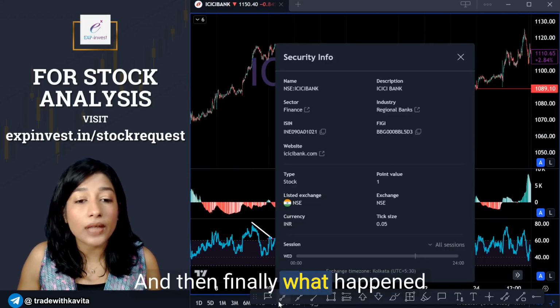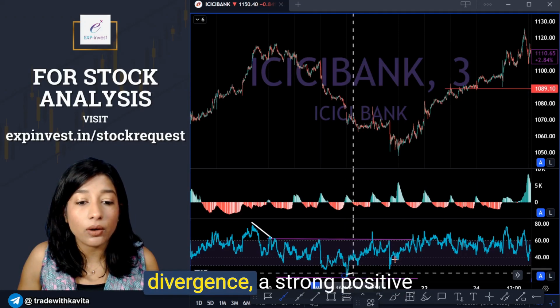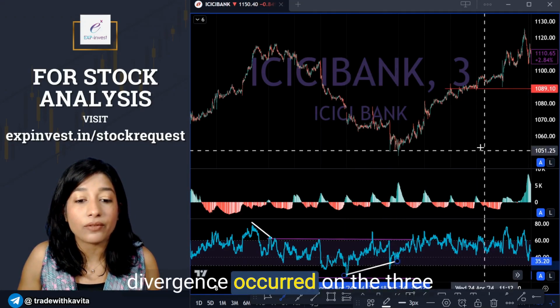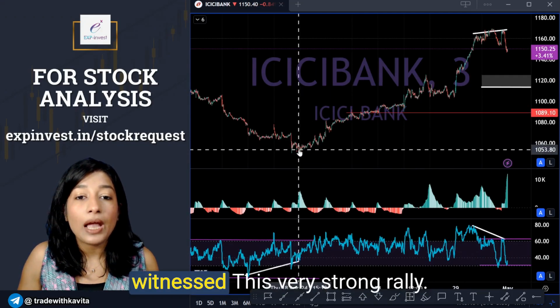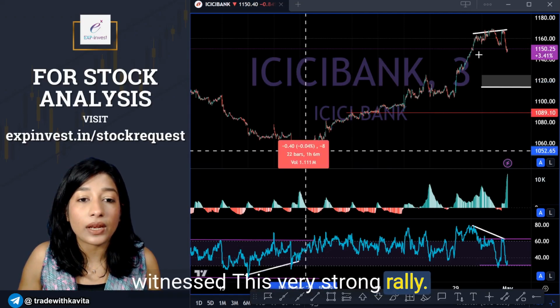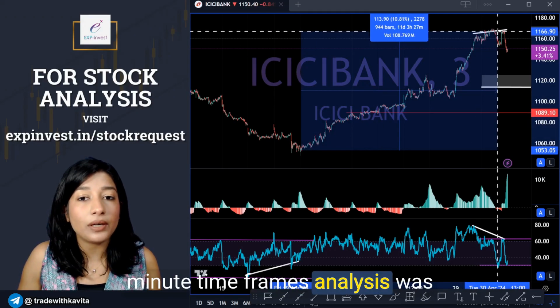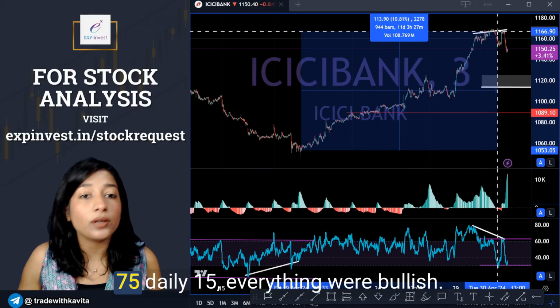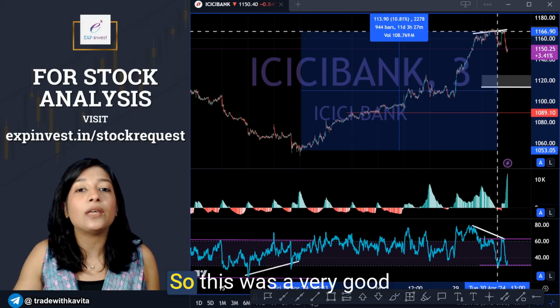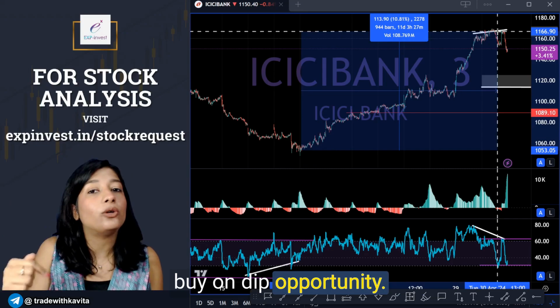And then finally what happened here was that a strong positive divergence occurred on the 3-minute time frame, and then we witnessed this very strong rally. Now the reason why the 3-minute time frame analysis was supported here was because the 75, daily, 15, everything were bullish. So this was a very good buy on dip opportunity, right?